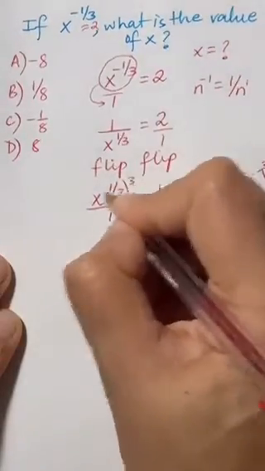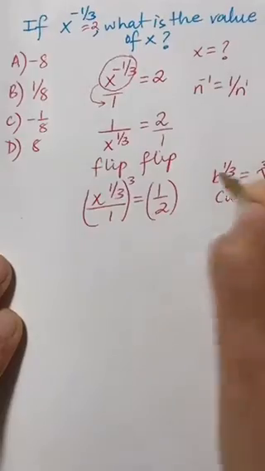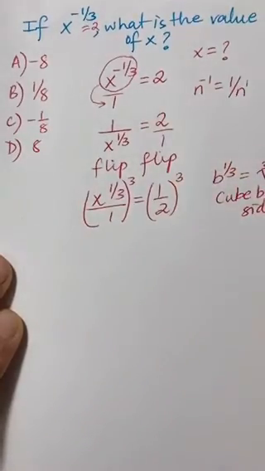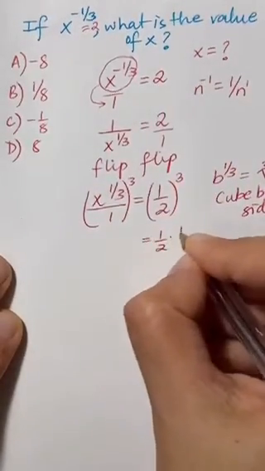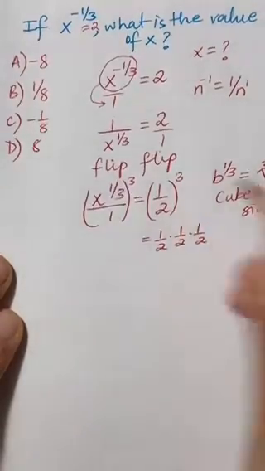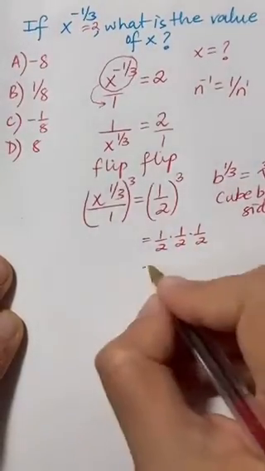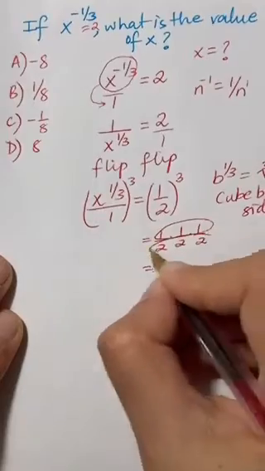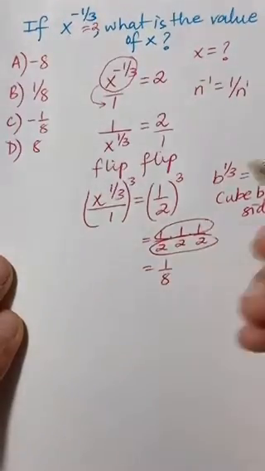So I'm going to cube this side. Cubing means raised to the power of 3. And I'm going to cube this side. Now this side, that means 1/2 times 1/2 times 1/2, right? That's what cubing means: multiply something 3 times. So at the top, this becomes 1, and at the bottom, this becomes 8.